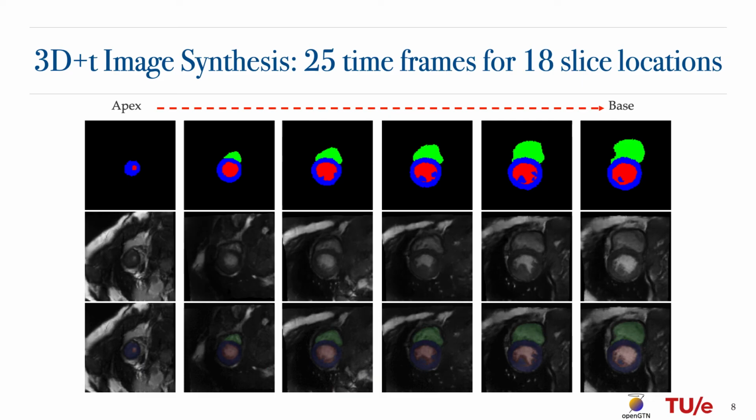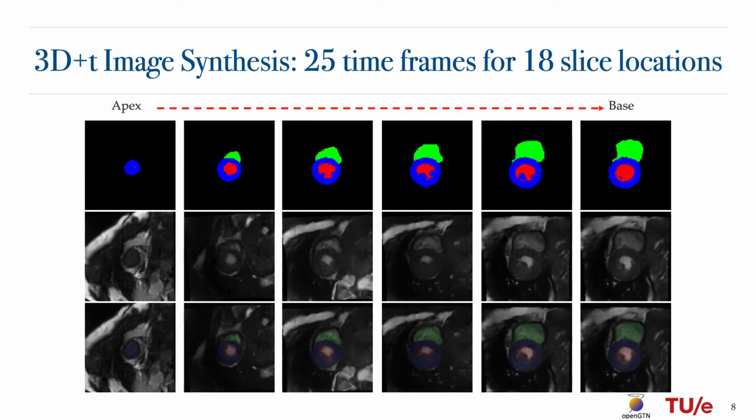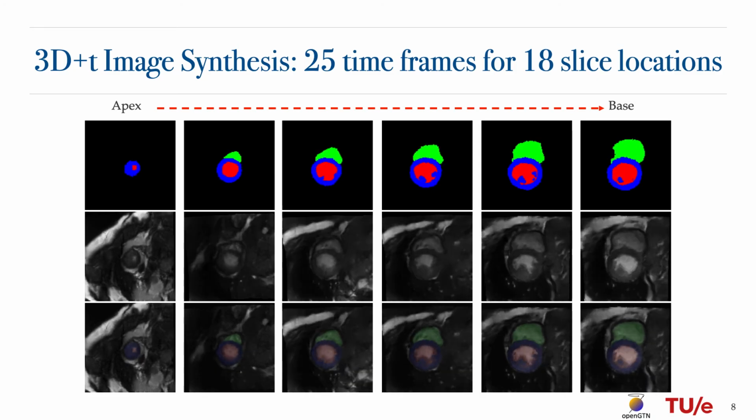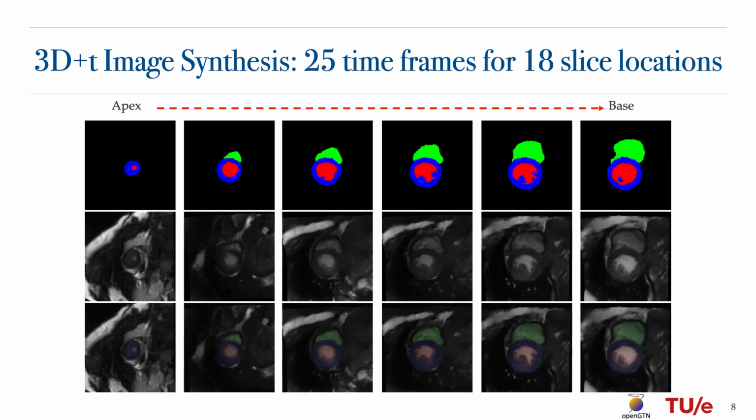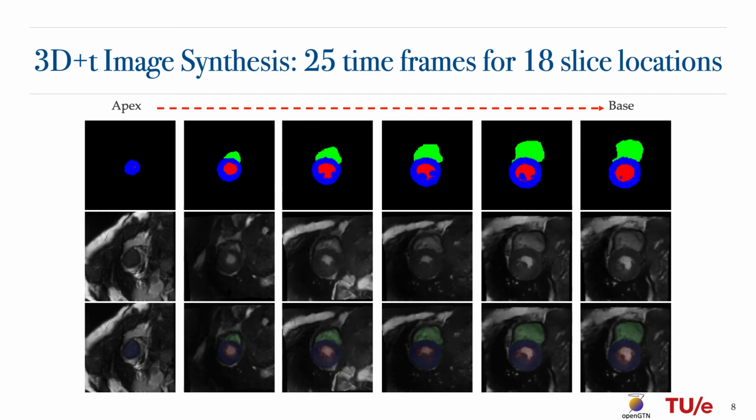Using the parameterized motion model of the XCAT heart, we generate labels for 25 time frames of the heart for one cardiac cycle at 18 different locations of the short axis view. Subsequently, realistic images are generated from these labels with modality-specific features which are learned from real cardiac MR image data during the training.